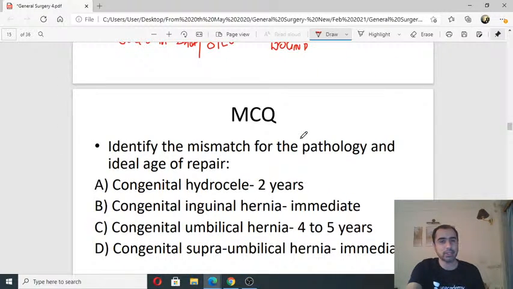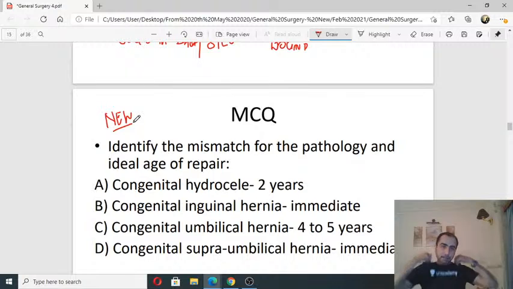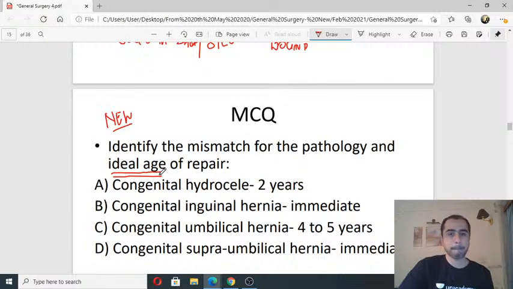Alright, this is a new question. Let's see who can figure this out. New high level question. Identify the mismatch for the pathology and the ideal age of repair. Congenital hydrocele 2 years, inguinal hernia immediate, umbilical hernia 4 to 5 years, supraumbilical hernia immediate.